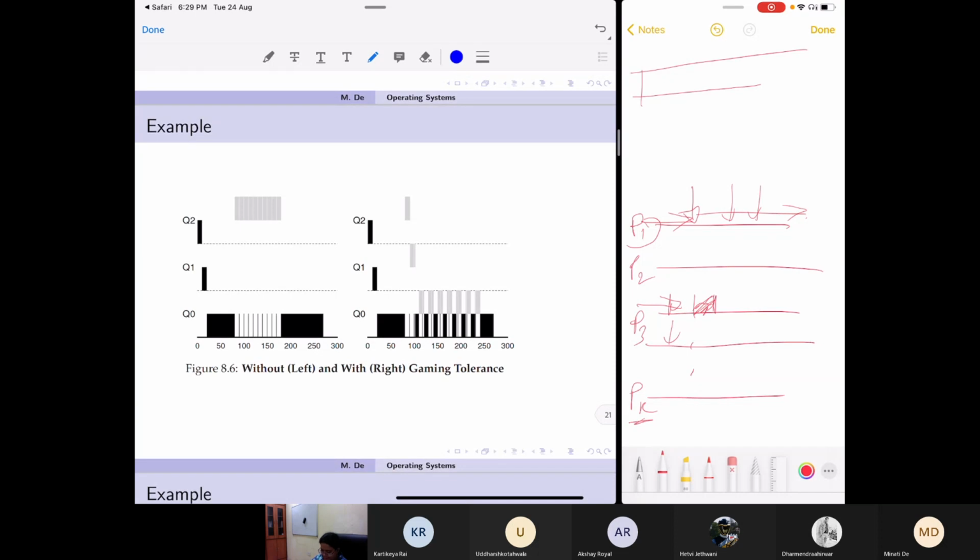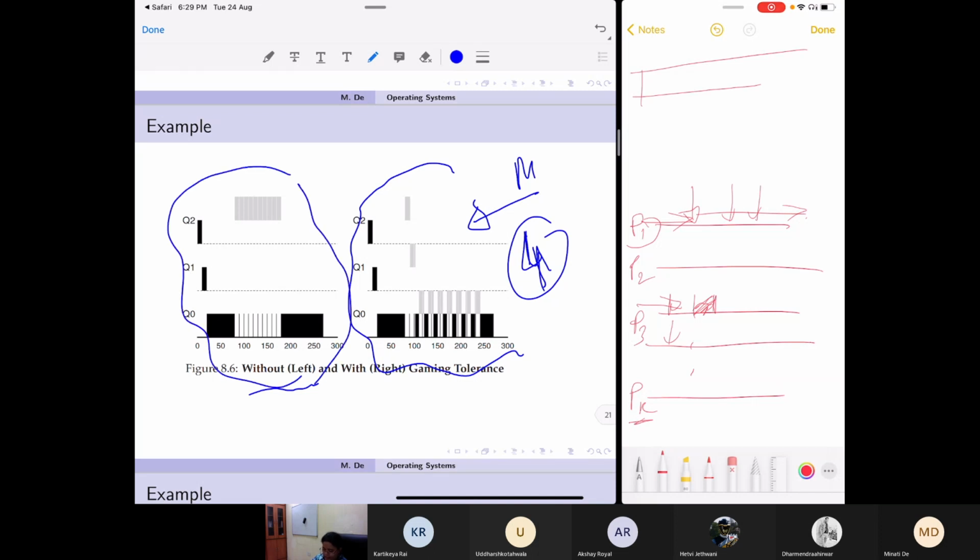Now you can see the picture here. On the left you don't have gaming tolerance, and on the right you have gaming tolerance, meaning you have introduced the modified rule 4. Rule number 4 is there on the right, and on the left you don't have rule 4. So you can see this job is fooling you all the time.